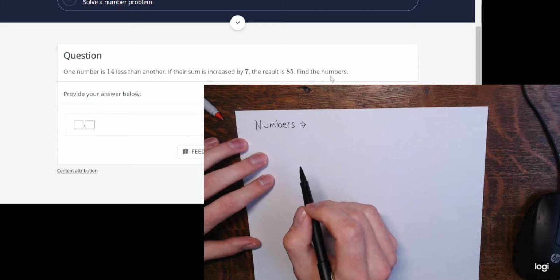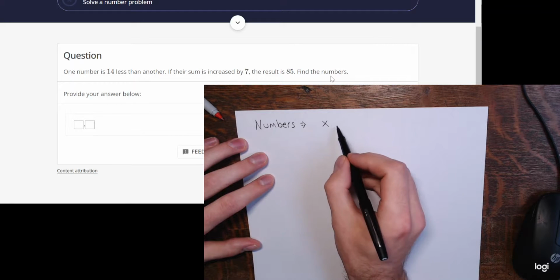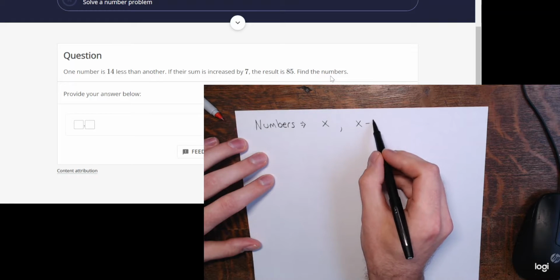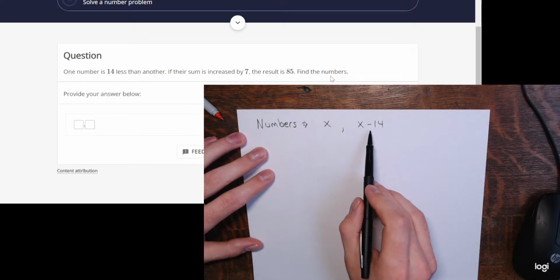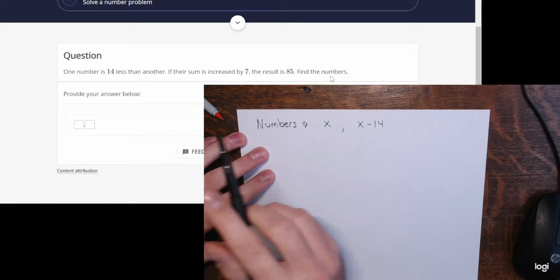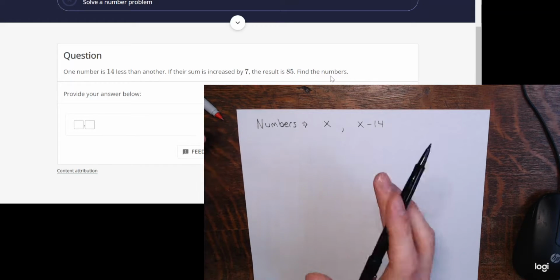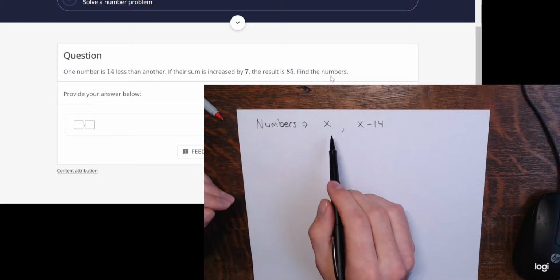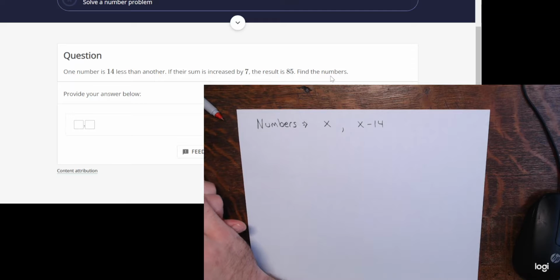And I said one number is 14 less than another. So I could call one number x and then the other one x minus 14. Right? So, this number and then this number is 14 less than that one. I hope that makes sense. You can call them x and y, but eventually you're going to have to replace that y with x minus 14, or the x with y plus 14. As long as one of them is 14 more than the other or 14 less than the other, you're good.